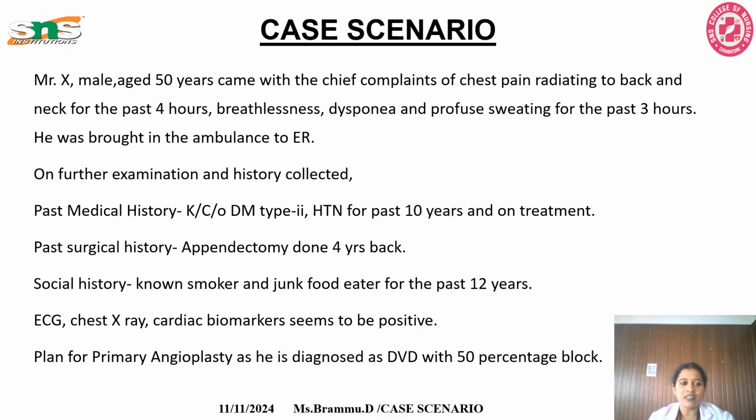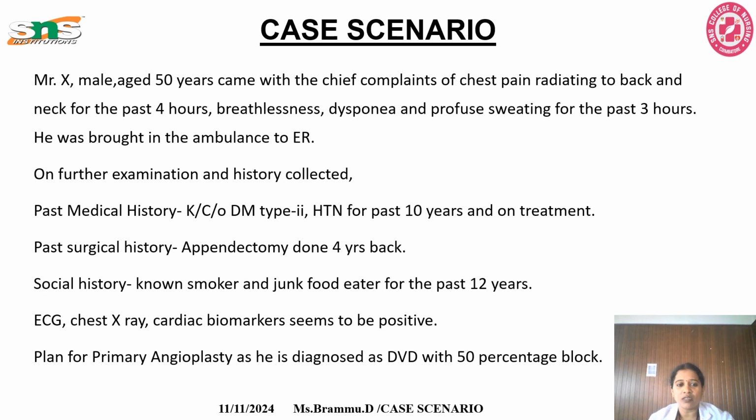In this case scenario, I would like to explain a case we witnessed in the emergency room. Mr. X, a male patient aged 50 years, came with the chief complaints of chest pain radiating to his back and neck for the past 4 hours. The patient also complained of breathlessness, dyspnea, and profuse sweating for the past 3 hours.